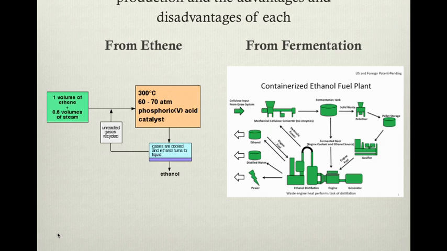You see that you take ethene, move it over steam at 300 degrees Celsius and 60 or 70 atmospheres with phosphoric acid, and you can create ethanol. You can also create ethanol by the fermentation of cellulose or carbohydrates.